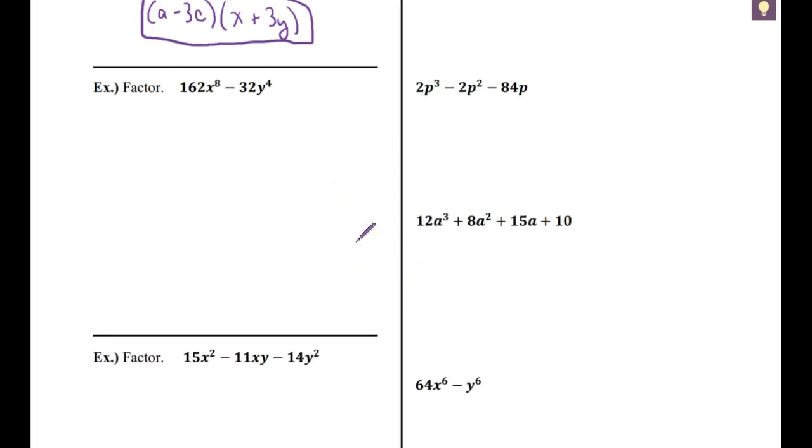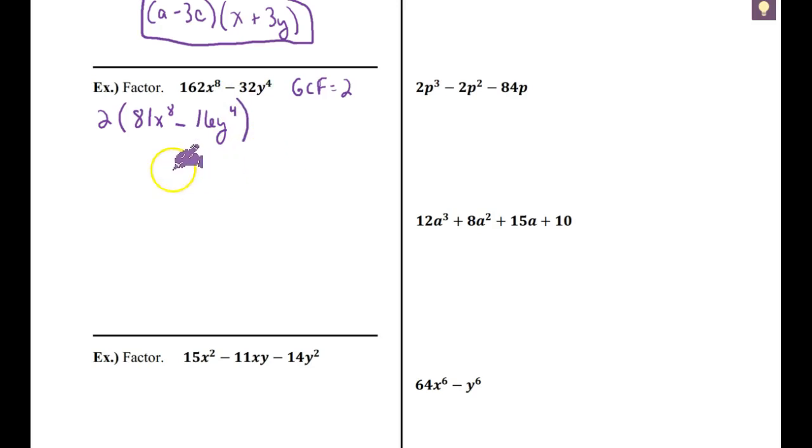Alright, let's look at this next example here. GCF comes first. So I notice that they're both even, so for sure 2. And when I take a 2 out, so GCF first, I would be left with 81x to the 8th minus 16y to the 4th. Alright, so GCF is done.